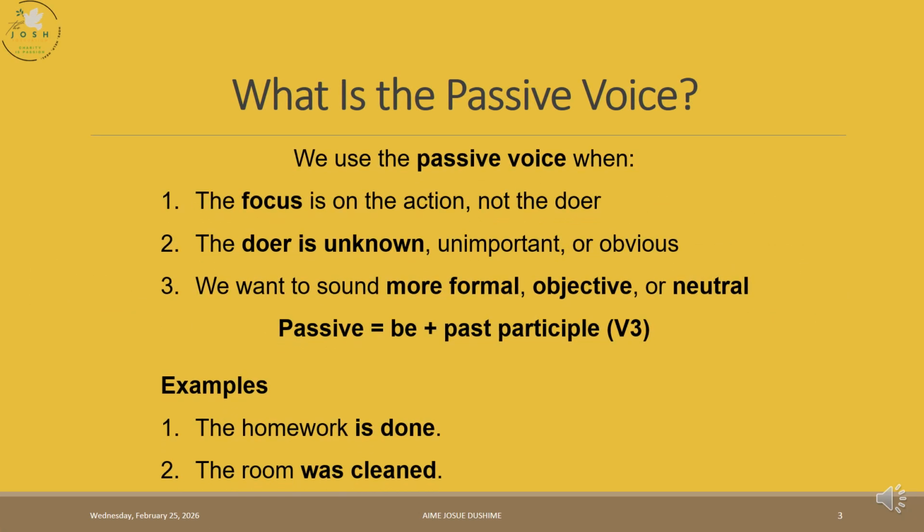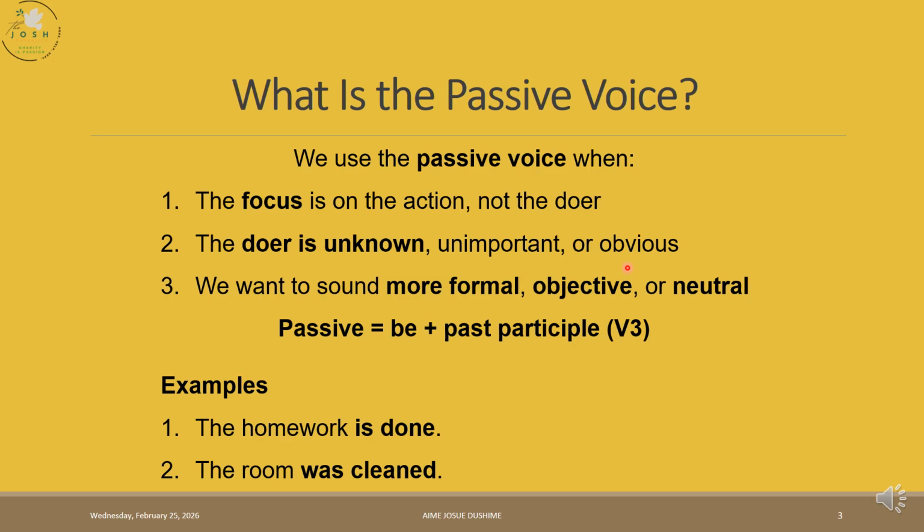A passive voice is a voice we use when we focus on the action, not the person doing the action. If I want to put my focus on the action other than the person doing the action, I use passive voice. And if the doer of the action is unknown, or the person is unknown and unimportant, or even it is obvious. When you say something is obvious, it means something is already known. So in that case, we use passive voice.